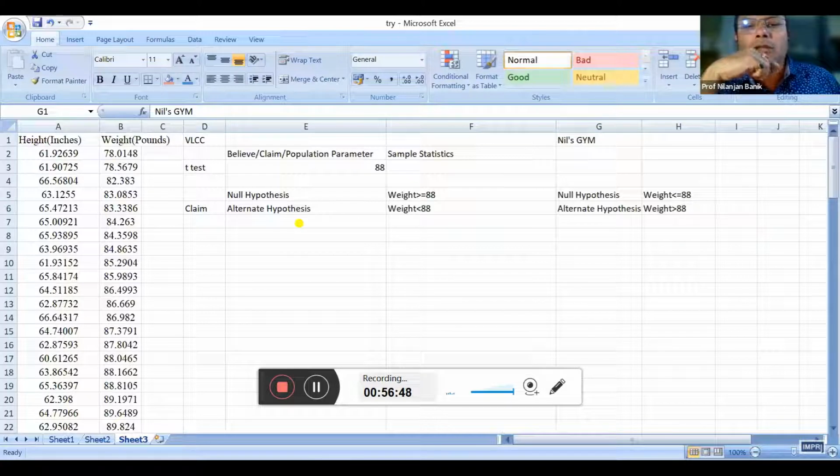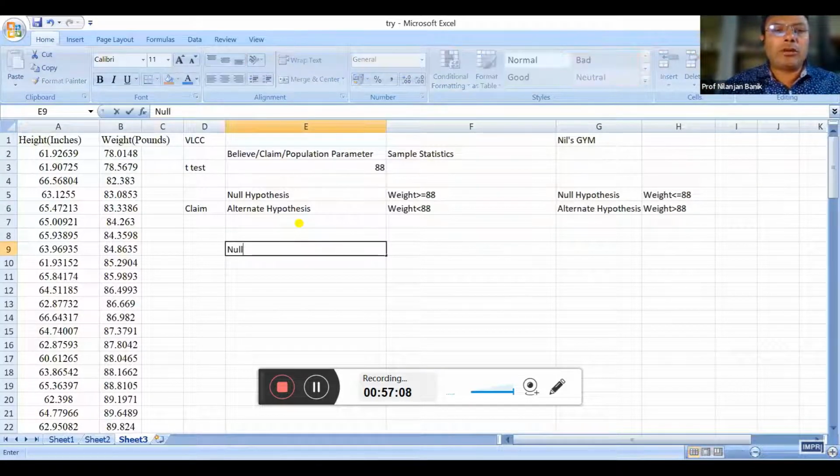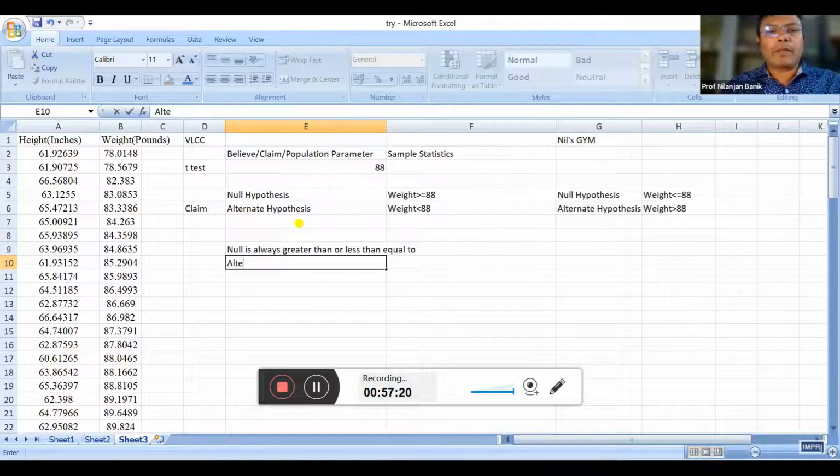Nupur is saying, sir, null will be the weight not equal to 88. Null is always either greater than or equal to or less than or equal to, because we are dealing with, so keep that in mind. So let me repeat. Null is always greater than or less than, okay, with equal to. Alternate is strictly greater or less. Okay, so keep this in mind, don't forget.